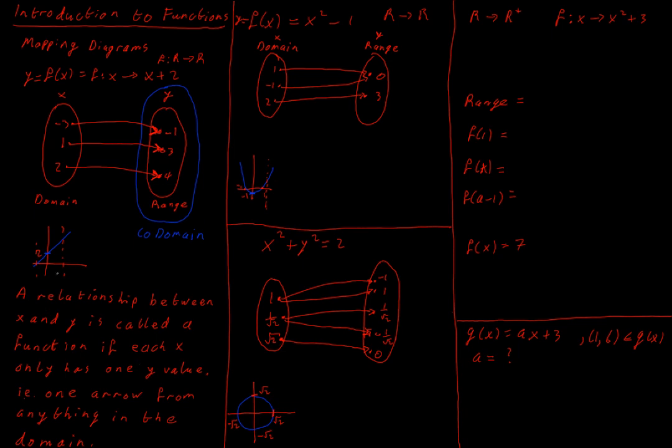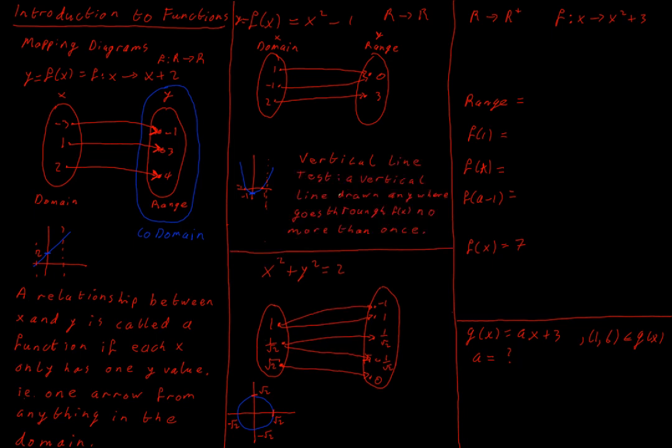there's only one x value for any y value. That each x value goes to one y value. So we call this the vertical line test. Vertical line test. And I will write that and come back to you. So our vertical line test: a vertical line drawn anywhere on our graph goes through f of x no more than once. It cannot go through the function more than once.